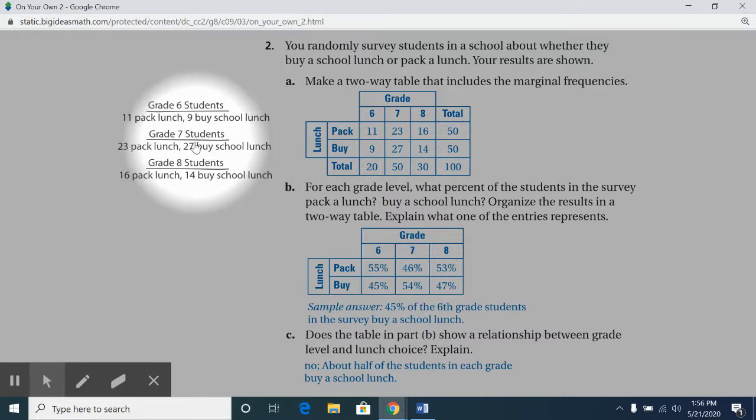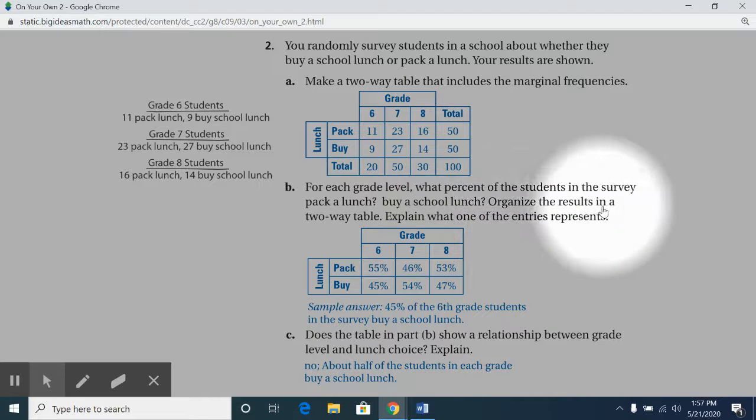So here's your data that you took. If you surveyed these students, you're organizing that into a table, and then we're finding totals for each column and for each row. Now when we go down here, it says, again, for each grade level. So we're taking grade level totals and using those to find our percent. So for each grade level, what percent of the students in the survey pack a lunch? What percent buy a school lunch? Organize the results in a two-way table and explain what one of the entries represents.